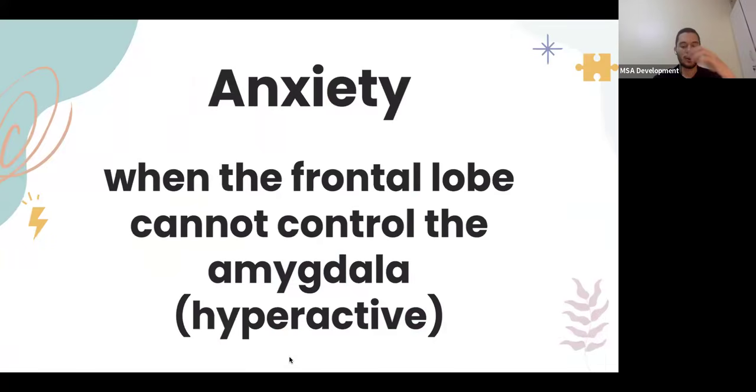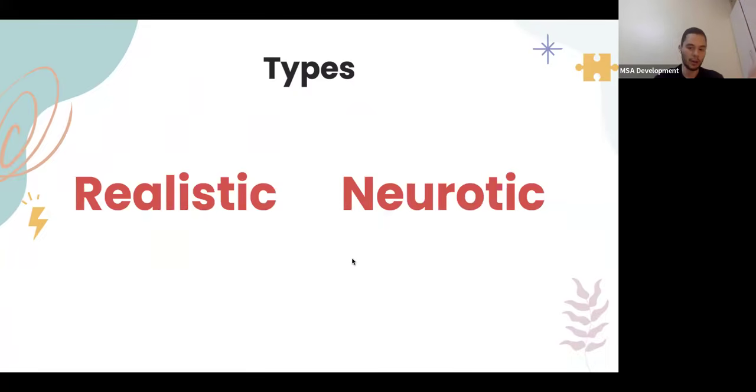Okay, there are two types of anxiety, realistic and neurotic anxiety. Realistic anxiety is an actual reason for a person to be anxious. So let's say I'm anxious because of losing someone, for example. This is realistic anxiety. I have an exam tomorrow. I'm anxious about it. But this is realistic, it makes sense. But neurotic anxiety, this person, they just want to get anxious. It's a problem inside their brain.